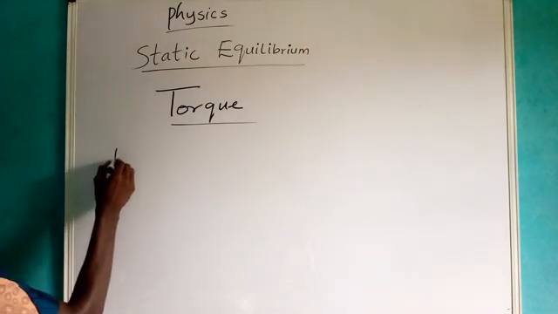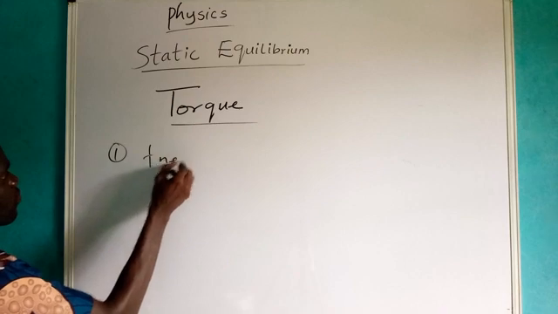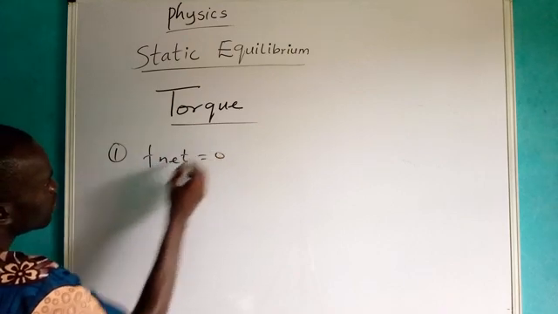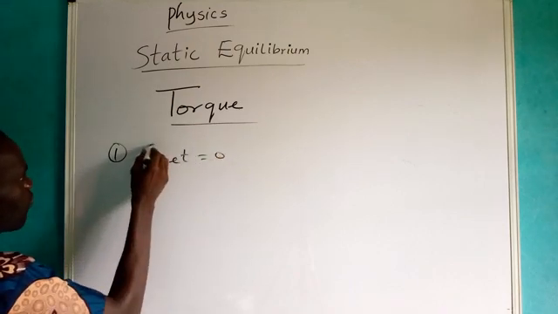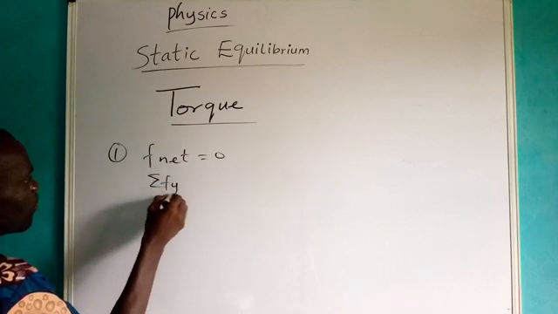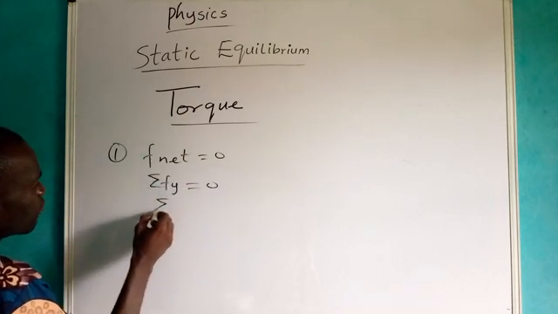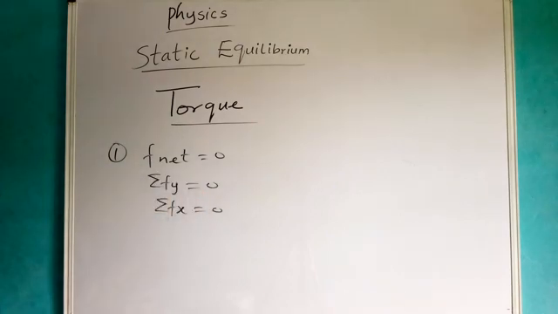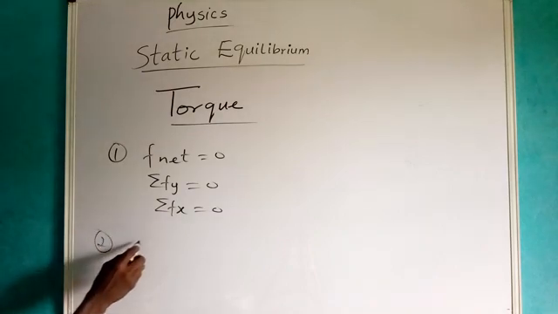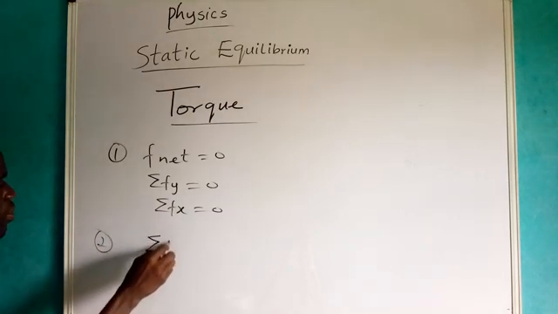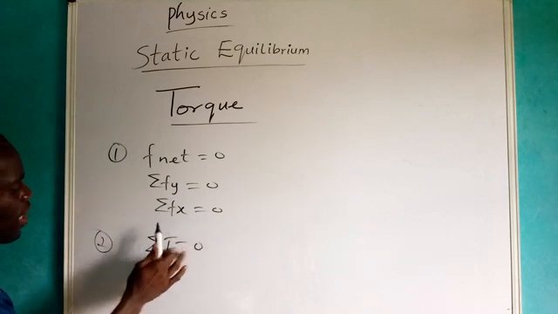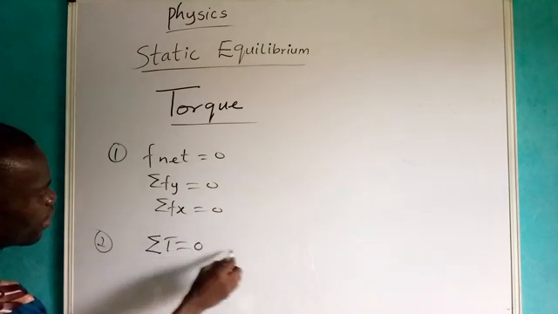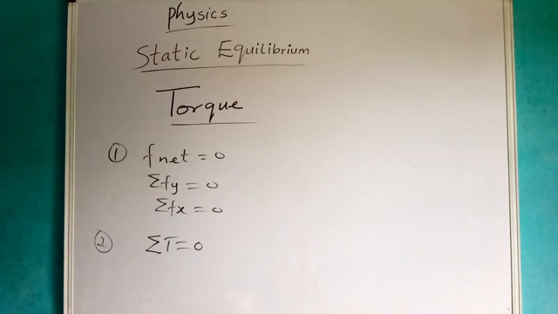The first one is that the net force must be zero. That is to say, the sum of the forces in the y will be zero, and also the sum of the forces in the x will also be zero. This one has to do with translational equilibrium. And another condition is that the sum of the torque will also be zero, and this one has to do with rotational equilibrium.